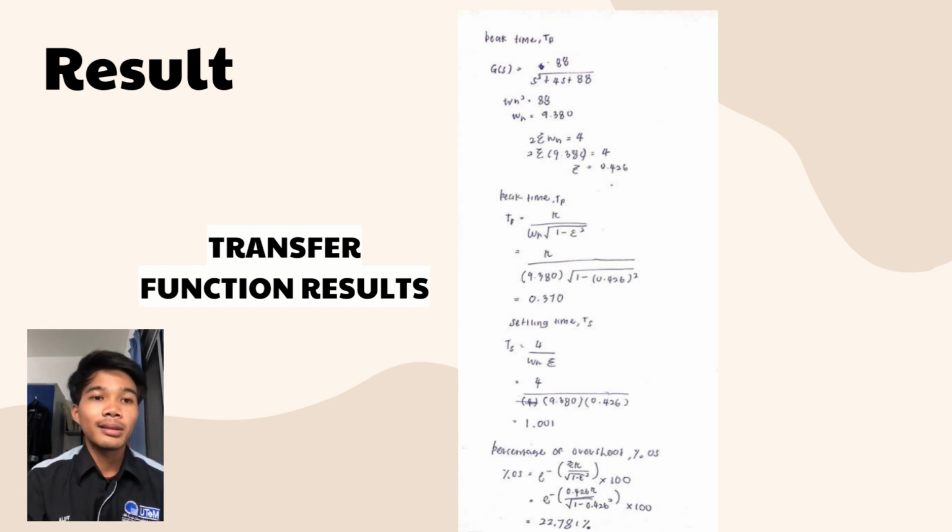From the calculation, we get a peak time of 0.370 and the settling time is 1.001. On the other hand, we get a percentage of overshoot of 22.781%.